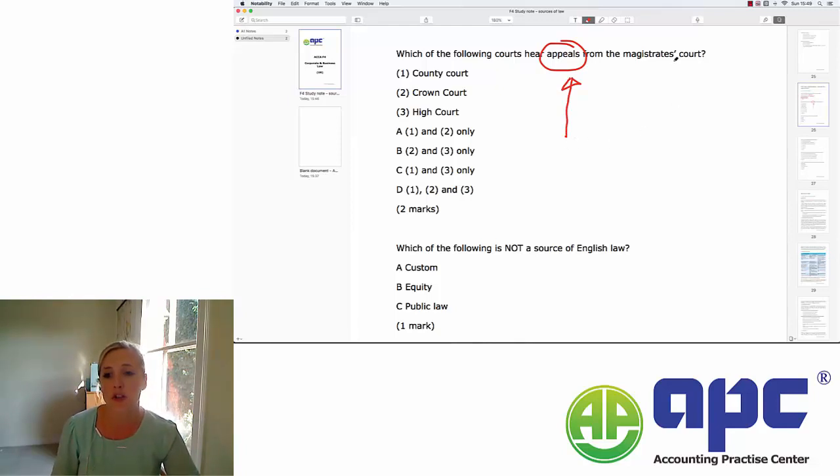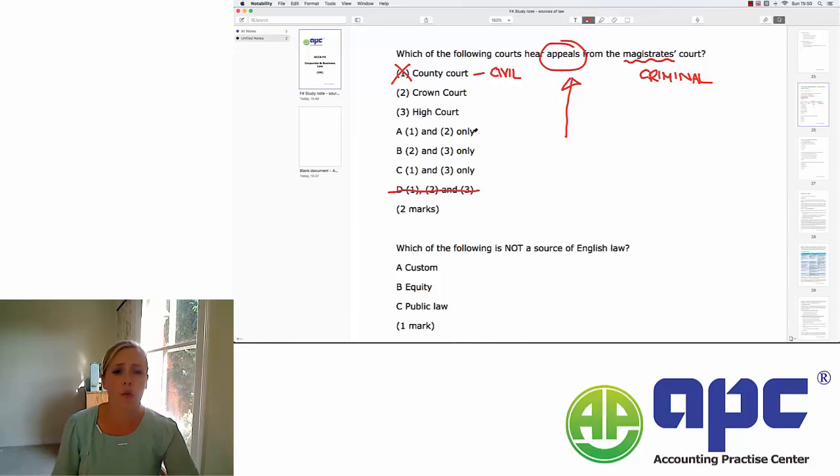And we also know from the question that we're talking about the Magistrates Court, so that we know we're now in the realms of criminal law, because that's a function ordinarily of criminal law. So looking at our options in turn, you have the County Court, the Crown Court, or the High Court. Well, we already know, because we've just talked about it, that the County Court is a court that purely operates in the civil law sphere. So immediately we know that the County Court can't be the right option. So definitely not D, because that's all 3 of them.